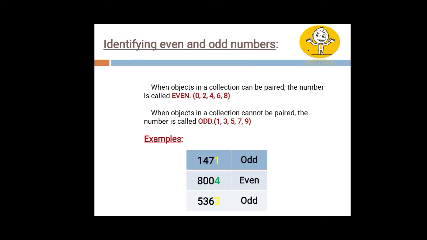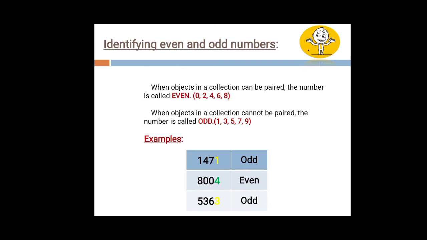Now let's move on to a new topic, that is identifying even and odd numbers. When objects in a collection can be paired, the number is called even. When you can pair the objects in a collection, then it is even. At the place of ones, whenever you find 0, 2, 4, 6 or 8, that number will be an even number.